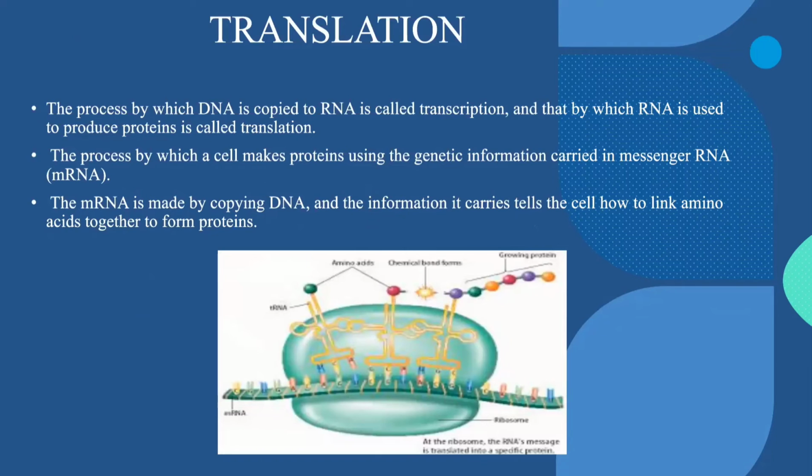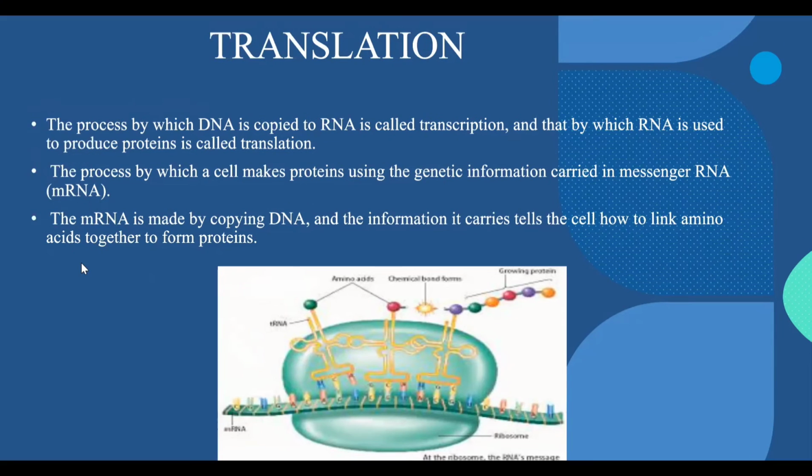Next is translation. The process by which a cell makes protein is known as translation. mRNA is made by copying the DNA, and the information it carries tells the cell how to link amino acids together to form protein.